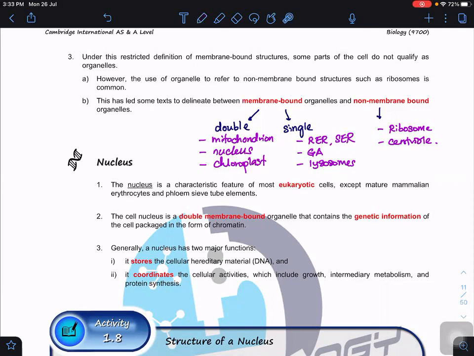Again, in terms of organelles, we differentiate them as either membrane-bound or non-membrane-bound. If membrane-bound, then either double or single membrane. Double membrane: we have mitochondria, nucleus, as well as chloroplast. Single membrane-bound: we have the endoplasmic reticulum, Golgi apparatus, lysosome. Non-membrane-bound organelles: ribosome, centriole. Another one you can put here is the vacuole as well, a single membrane-bound organelle.